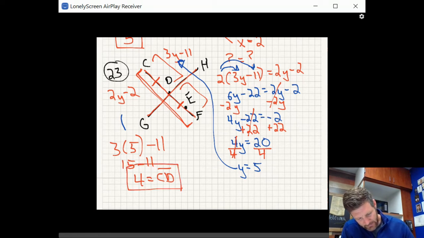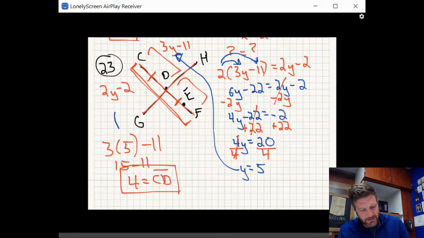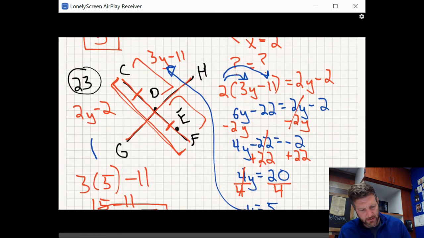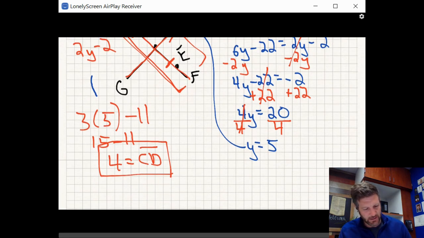So box my answer. Notice that we're doing the same pattern again and again, but I want to work through 2 of these. One, to do the algebra review with you, but also just to show you the setup. The key to this one was writing the correct equation, which was knowing that CD is half of the entire thing. So as long as I double CD, it's equal to the 2y minus 2, which is the entire length of the segment. Then we solved for y, and then we plugged y back in to find what they specifically asked us to look for, which is CD.